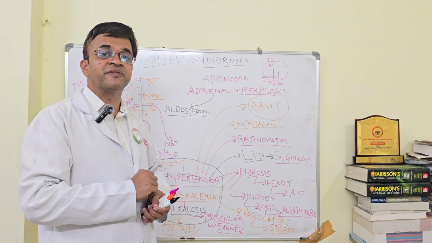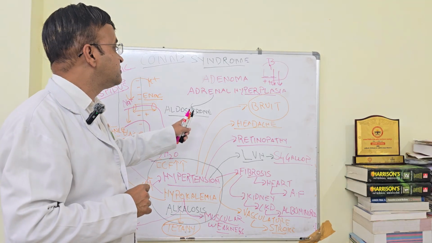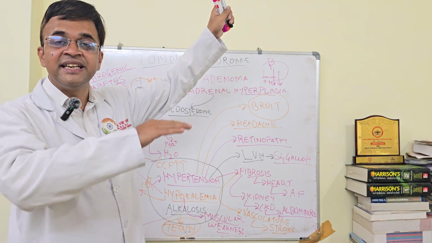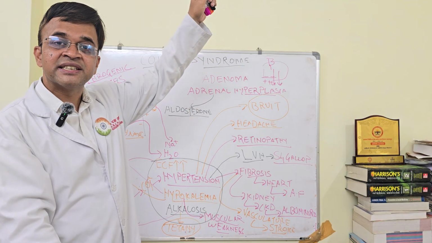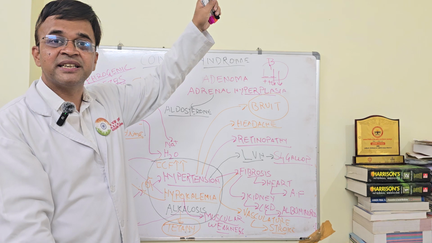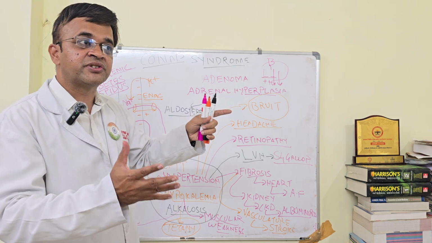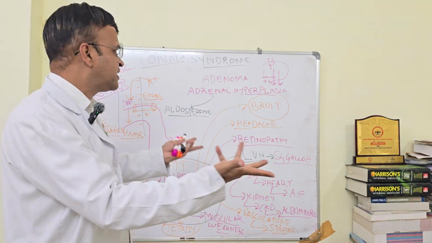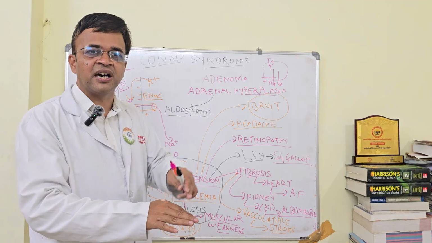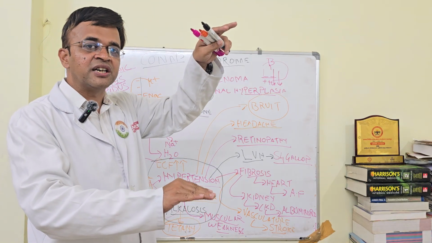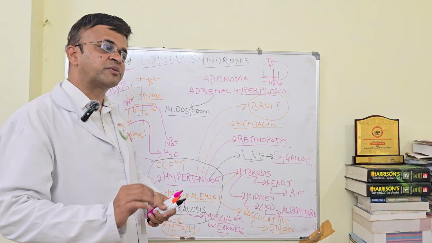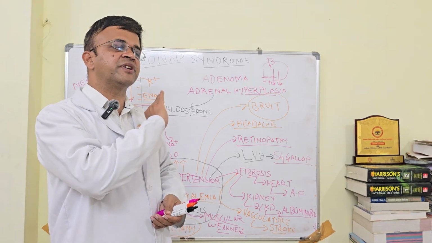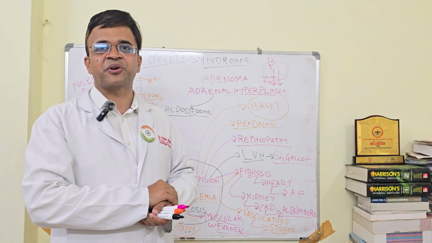But the most critical difference is what? In Conn syndrome, aldosterone is elevated, and in Liddle syndrome, aldosterone is suppressed. If you directly measure aldosterone, the picture is clear. But suppose you are not in a position to directly measure aldosterone. How can you differentiate between Conn syndrome and Liddle syndrome?